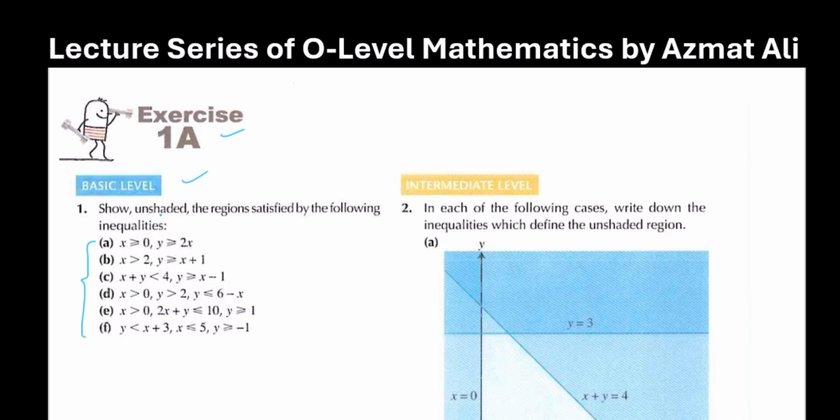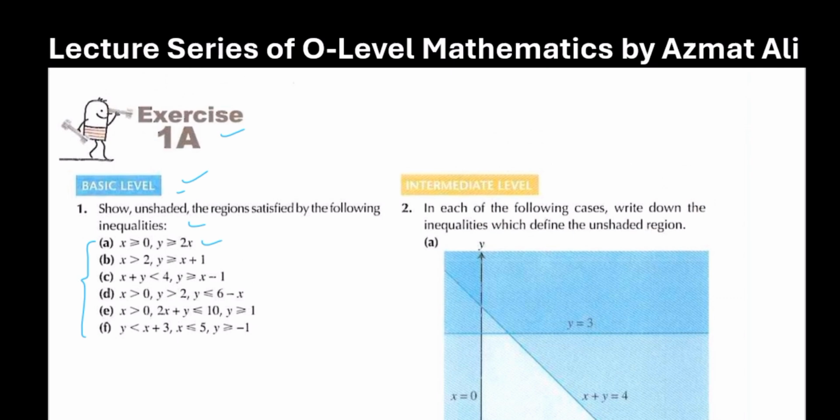The question says, show unshaded the region satisfied by the following inequalities. The first pair of inequalities is x greater than or equal to 0 and y greater than or equal to 2x. So the first part is x greater than or equal to 0 and y greater than or equal to 2x.